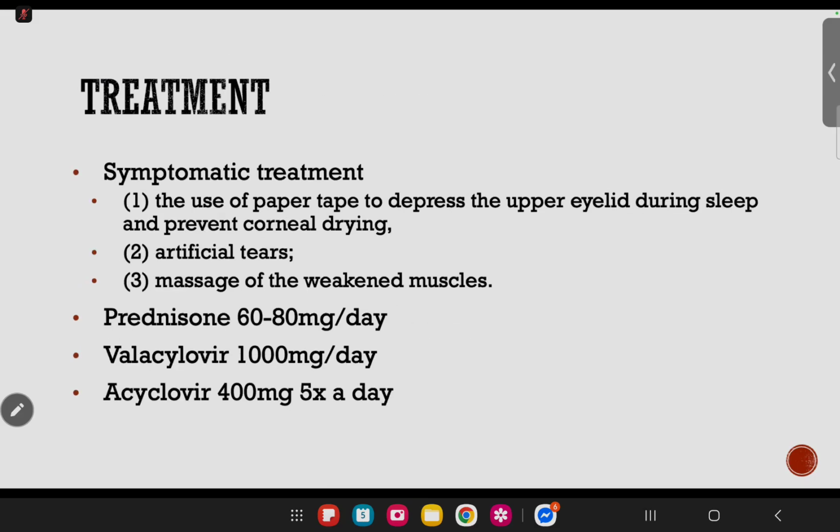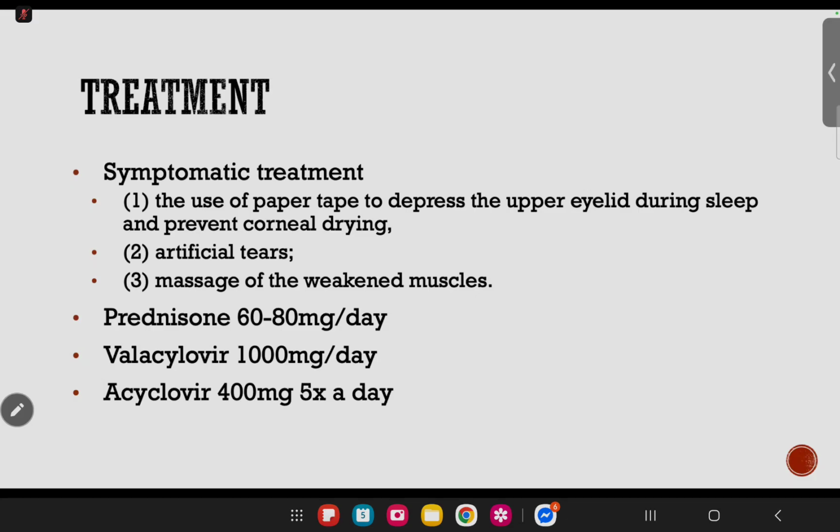So next we have symptomatic treatment. For symptomatic treatment, we may use paper tape to depress the upper eyelid during sleep and prevent corneal drying, artificial tears, and massage of weakened muscle.